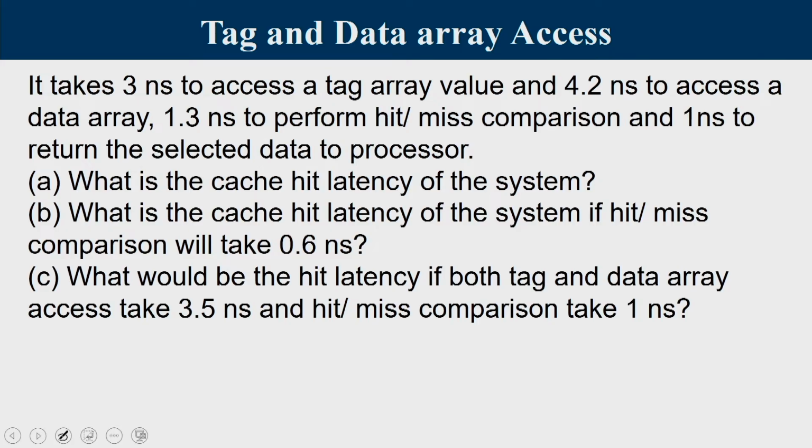Now, the next problem is on tag and data array access. It takes 3 nanoseconds to access the tag array value and 4.2 nanoseconds to access the data array value. 1.3 nanoseconds are taken to perform the hit or miss comparison, and 1 nanosecond to return the selected data to the processor. We have to understand that there is a tag array portion and a data array portion, and the times to access the tag and data array portions are different. And after the tag is accessed, you perform a hit or miss comparison.